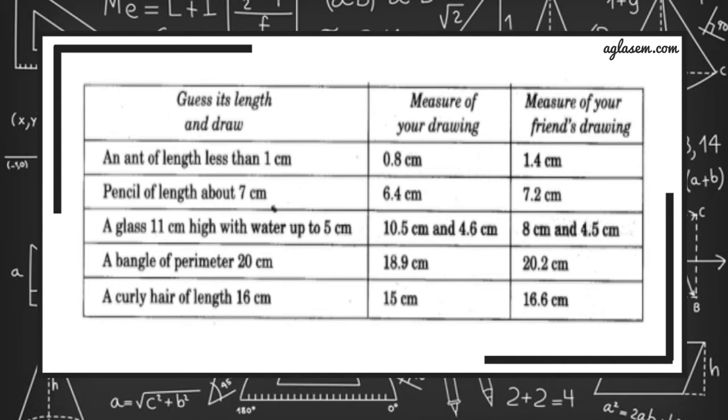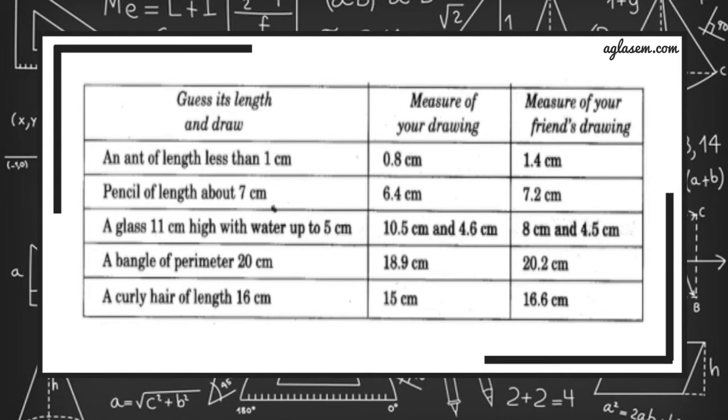An ant of length less than 1 centimeter. Your guess was 0.8 centimeter and your friend's guess was 1.4 centimeter. Further, pencil of length about 7 centimeter. Your guess was 6.4 centimeter and your friend's guess was 7.2 centimeter. Third, a glass 11 centimeter high with water up to 5 centimeter. Your guess was 10.5 centimeter and 4.6 centimeter, whereas your friend's guess was 8 centimeter and 4.5 centimeter.